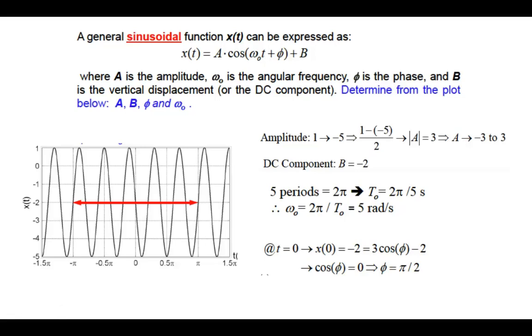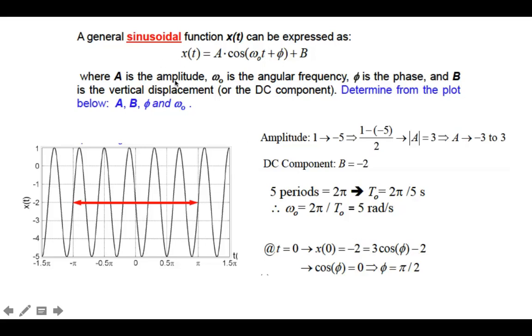So the easiest thing to do for the phase shift is to look at a particular point on the curve. If we look at the t=0 point, if we plug in 0 for t, then we have -2 for b, so that's what this is, and then omega t goes to 0, so we have 3 cosine phi - 2. And how do we get this -2?